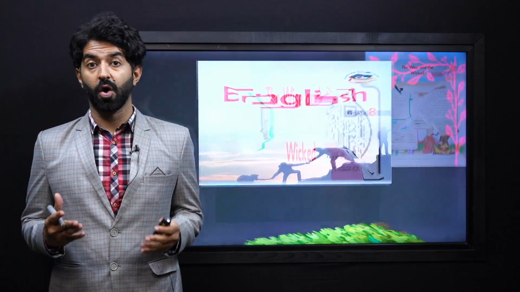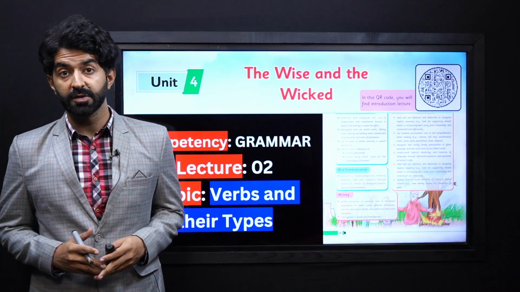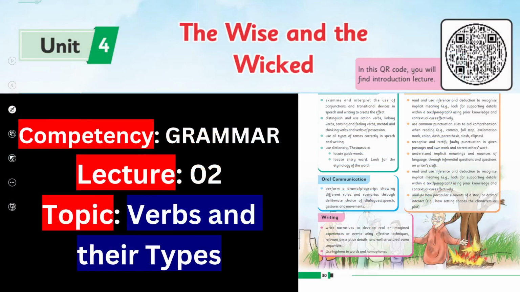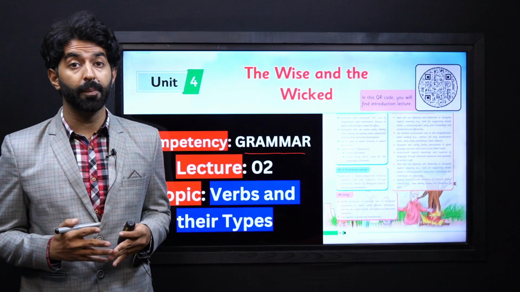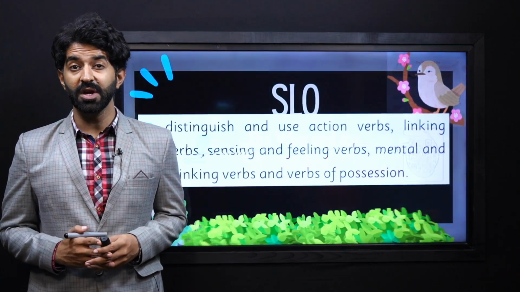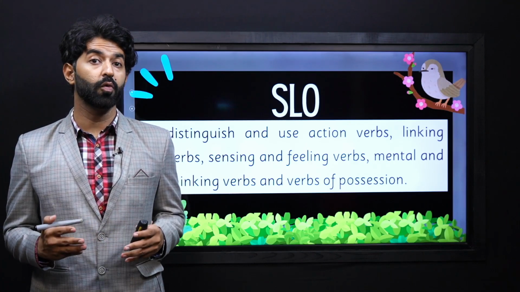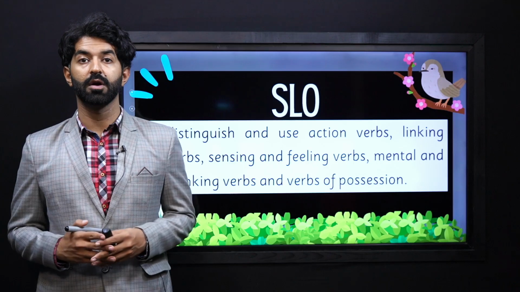Now we are on our unit number 4, as you already know. In this video lesson we are going to talk about an SLO of grammar. This will be our lecture number 2 and the topic is verbs and their types. Now let's read our students learning outcome to see what we are supposed to do and how we can achieve it by the end of our lesson.